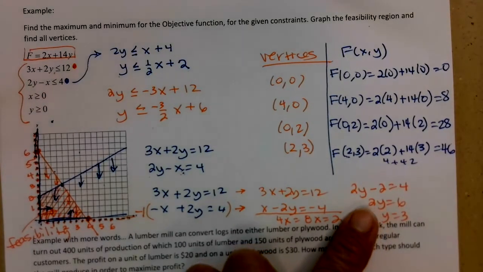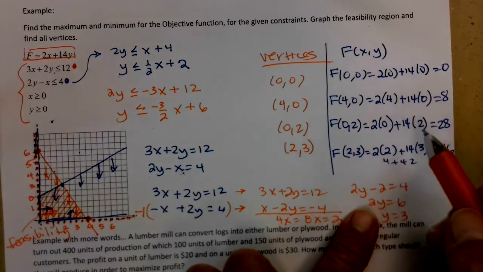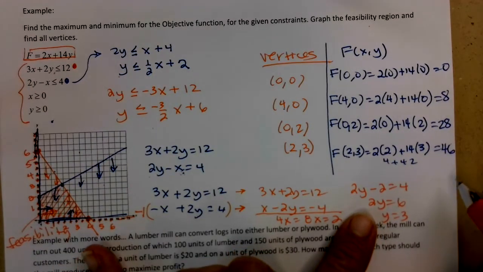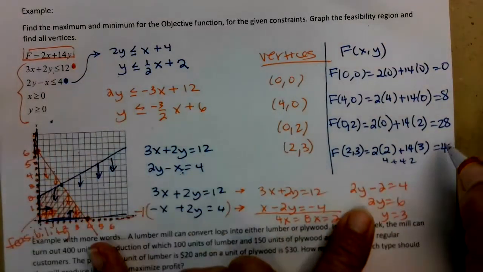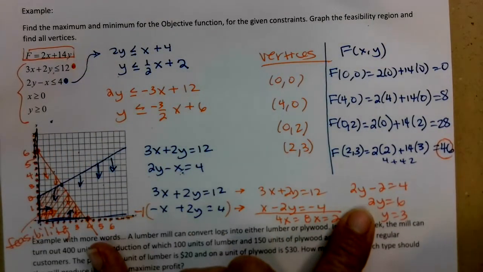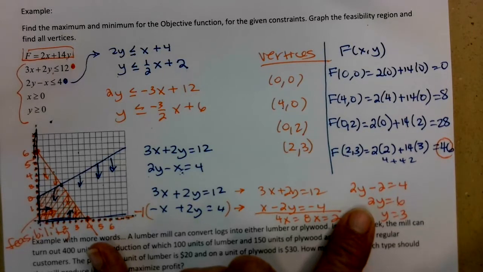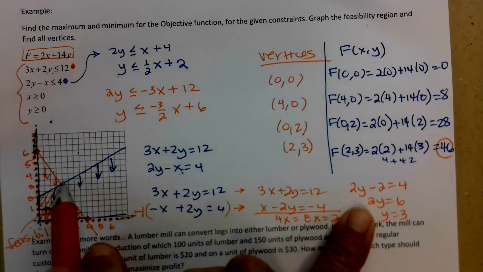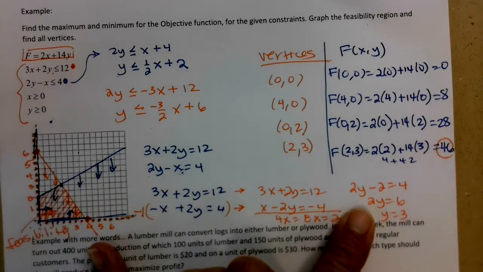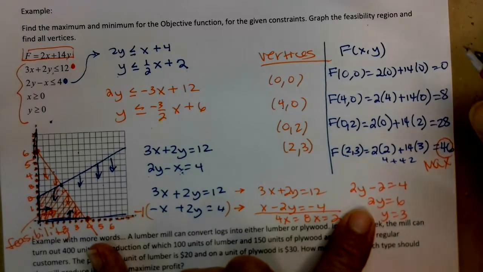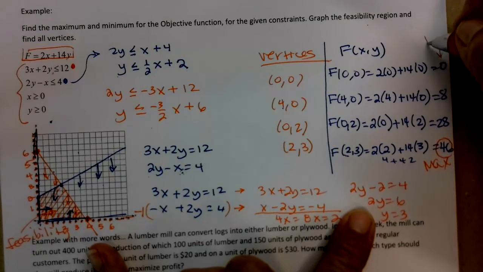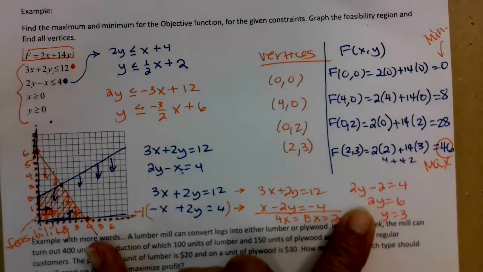Okay. So the maximum value that our objective function can take in that region, subject to these constraints, is 46. That's the maximum value. And it happens when x is 2 and y is 3. And the minimum, so this is our max, and our minimum is 0.